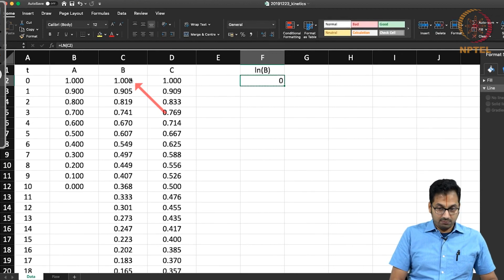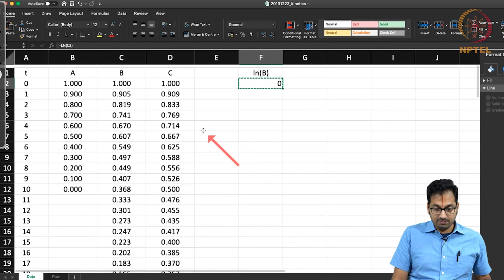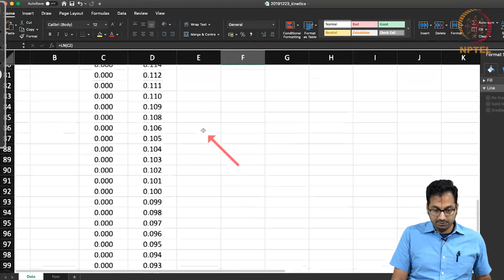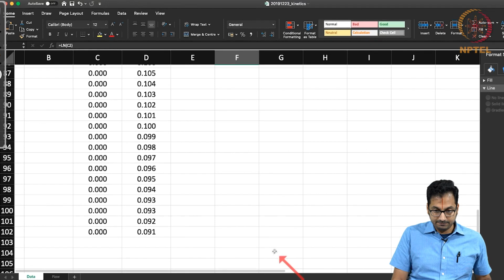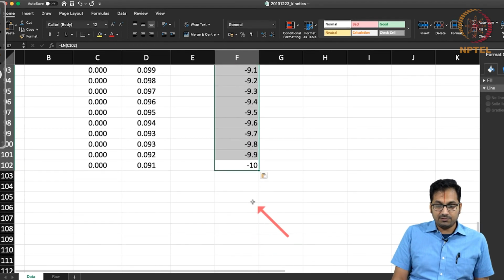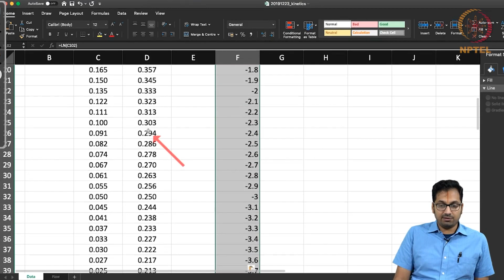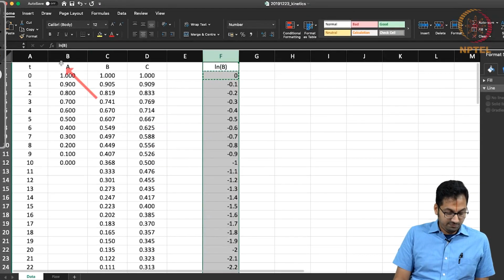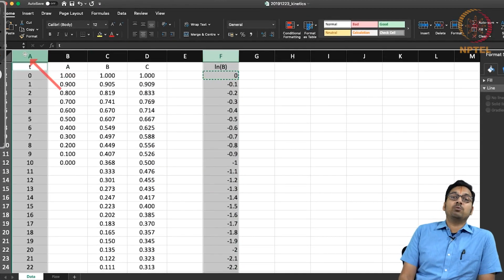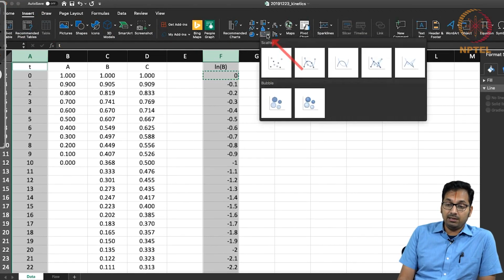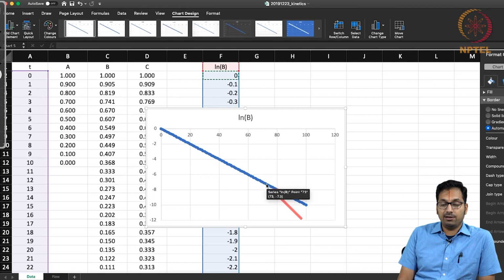So I can go ahead and copy this and paste it for all the lines going until a certain amount of time. So I am pasting it and then we get a set of numbers. So now let us plot ln of B as a function of time. If it indeed was a first order reaction, you are going to get a linear line. You end up getting that.